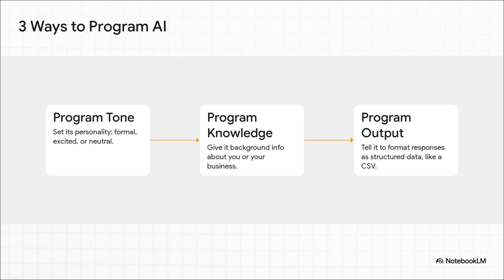There are three main ways you can program your AI. You can set its tone, like we just did. You can program its knowledge, give it a backstory, tell it about your company, your job, or you can even program its output. You can tell it, hey, from now on, any list you make for me, put it in a spreadsheet format. It's incredible.